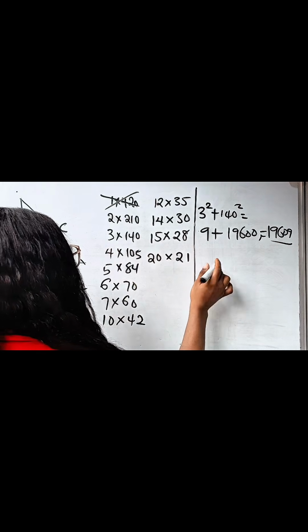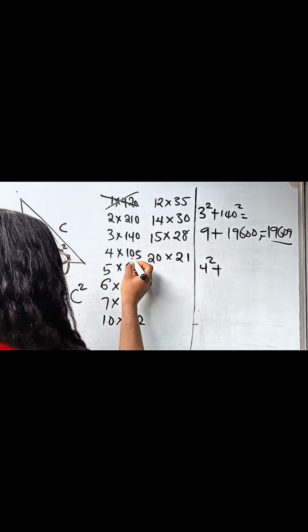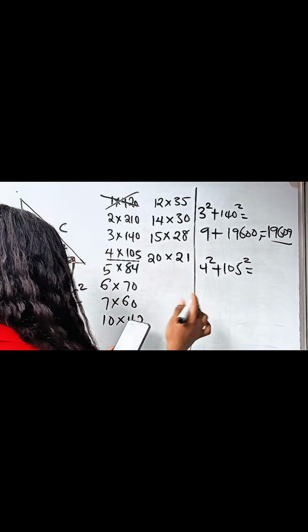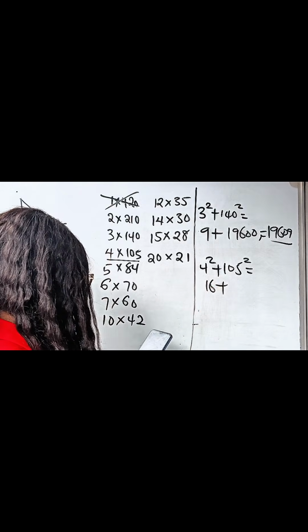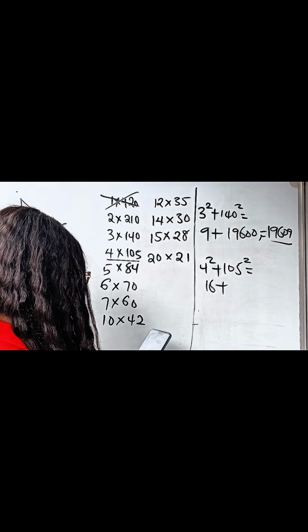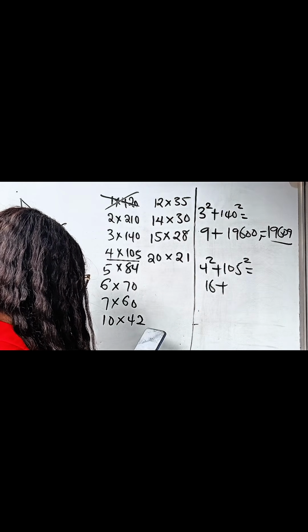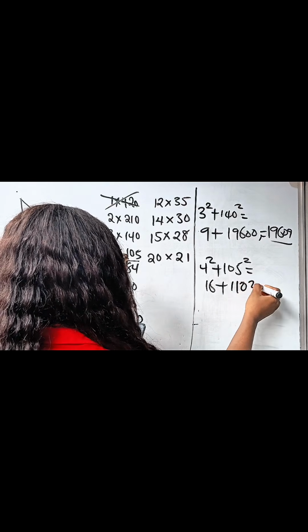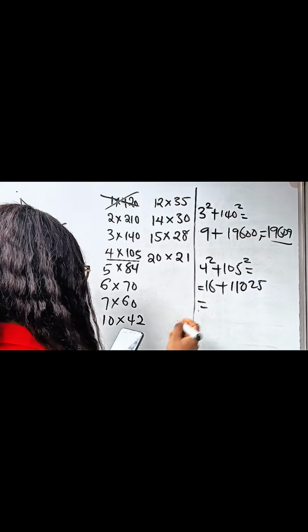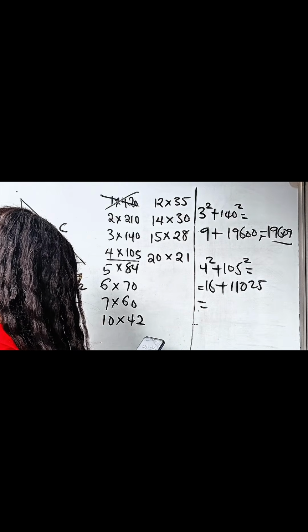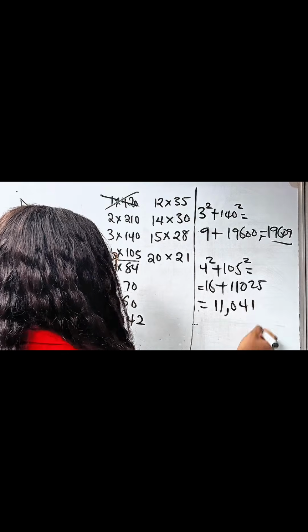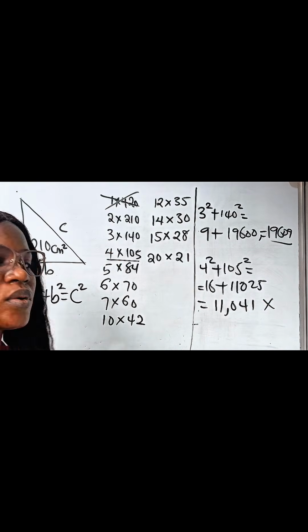Let's go to 4 squared plus this. We have 16 plus 105 squared, which is 11,025. If we add this together, we have 11,041. This is not a perfect square as well.